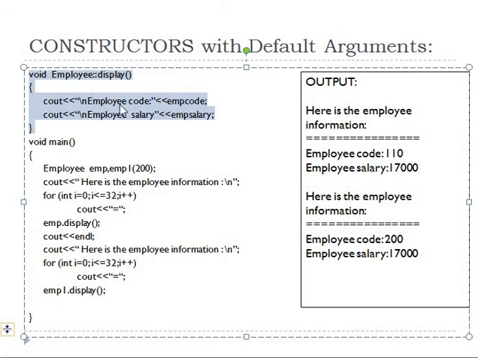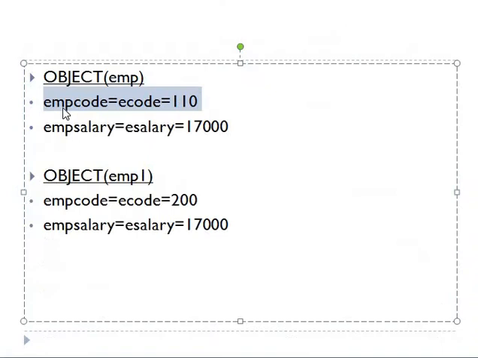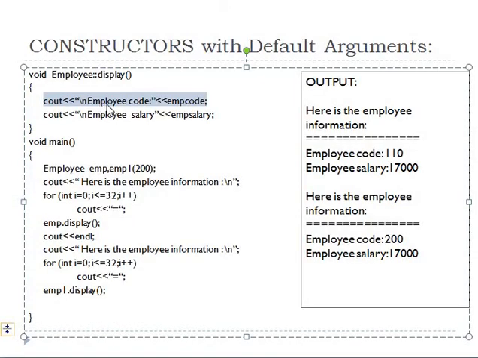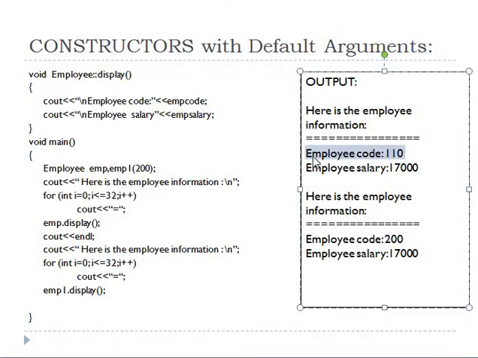The first statement displays employee code and the value assigned to the data member emp code, but remember this is specific only to this particular object, which is emp. Now as the data member emp code holds the value 110, when this is specific to the object emp, it displays employee code 110 as printed in this output.